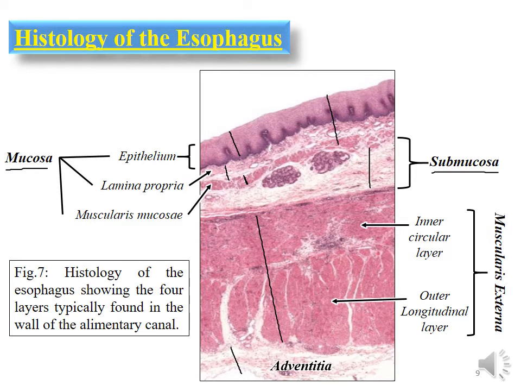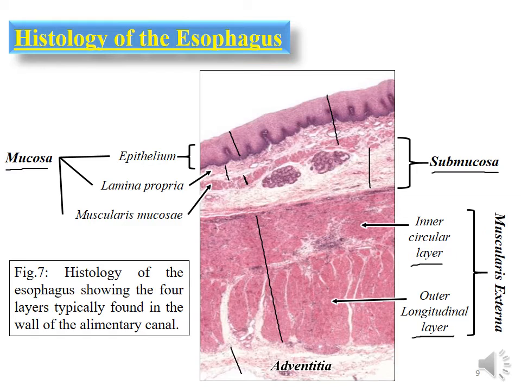And then we have the muscularis externa. The muscularis externa in the different organs of the alimentary canal differ in the number of layers within the muscularis and the type of muscle. In the esophagus, we have an inner circular and an outer longitudinal muscle layer. And we must not forget the muscularis externa contains the myenteric plexus of nerves, which is part of the enteric nervous system. And the submucosa contains the submucosal plexus of nerves.